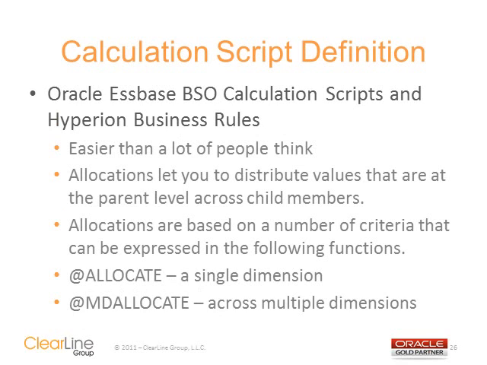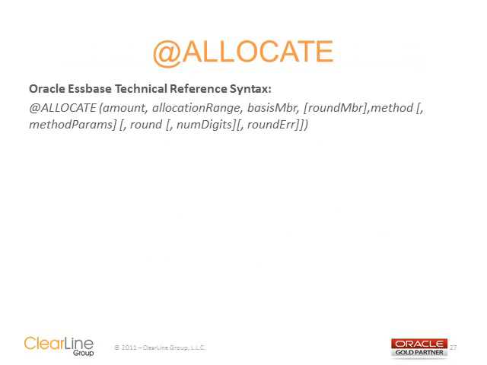Of course, you can also create your own allocations with Calc scripts, business rules, or in Calc Manager for either Essbase or Hyperion Planning. It's actually a lot easier than most people think. You can either create your own formulas or you can use built-in functions like @allocate for a single dimension or @mdallocate to do allocations across multiple dimensions. The Essbase technical reference is a great place to start learning about functions like @allocate.